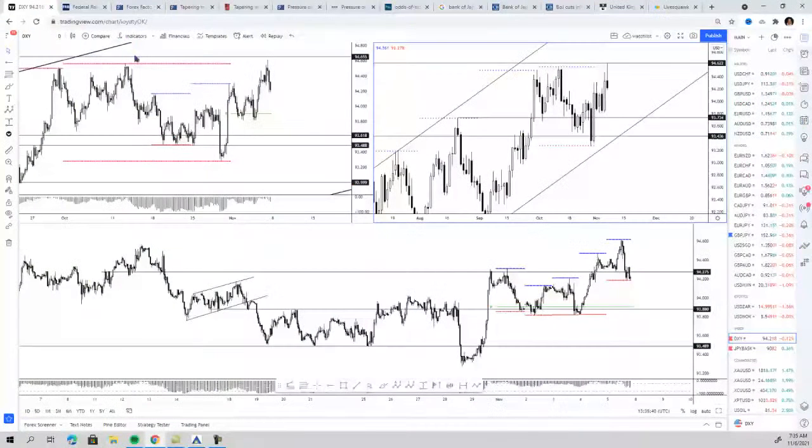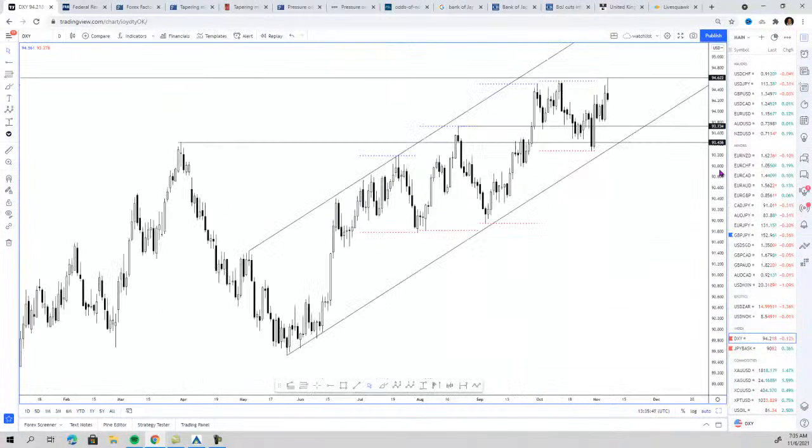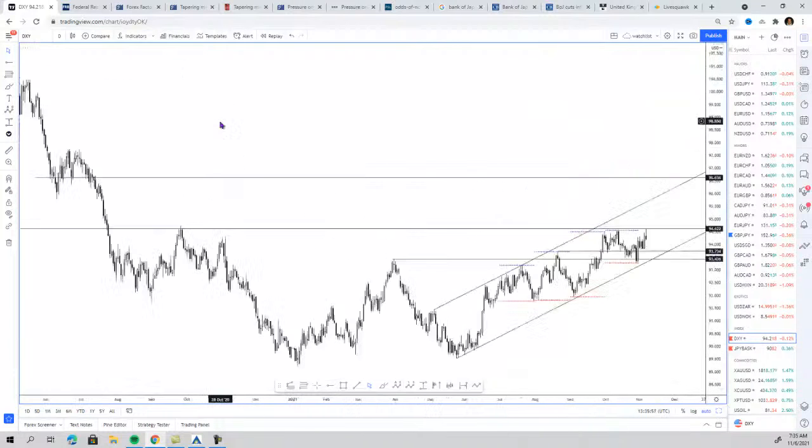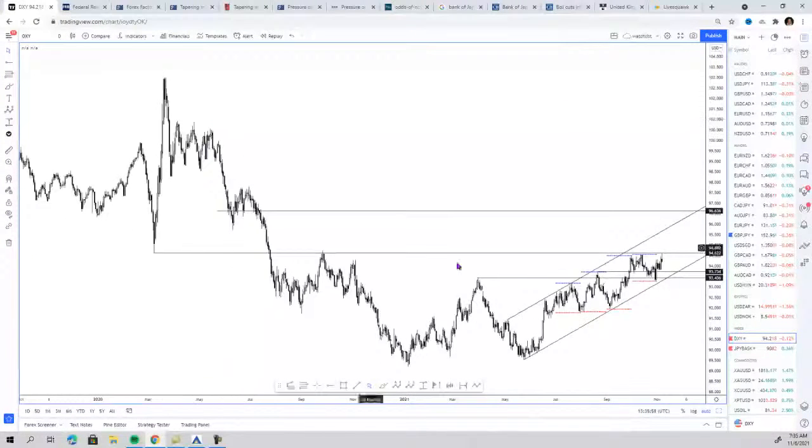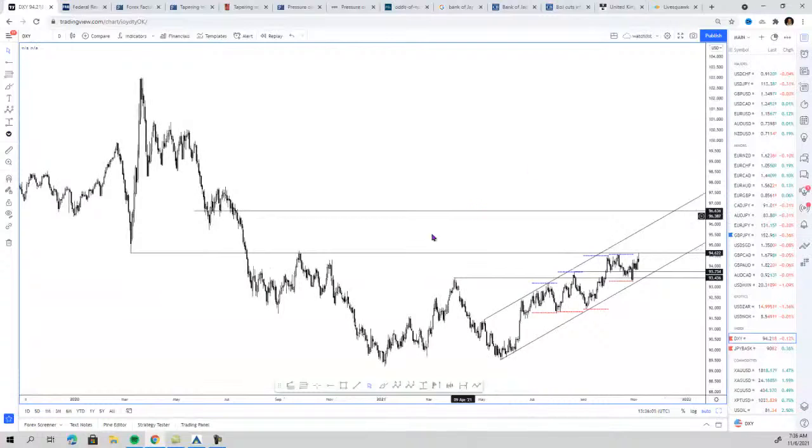Let's go to the chart and see what happened on Friday. Let's start by looking at the daily chart. This level on the DXY, the US dollar currency index, the 94.60 to 94.70 level, is quite a big level. I've been talking about this level for a while, because this level is the pandemic lows right here.